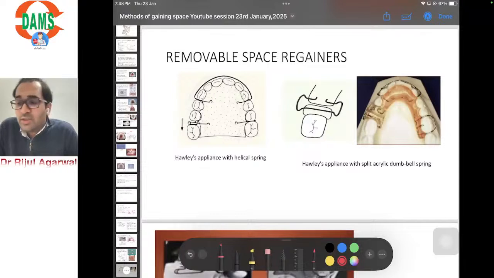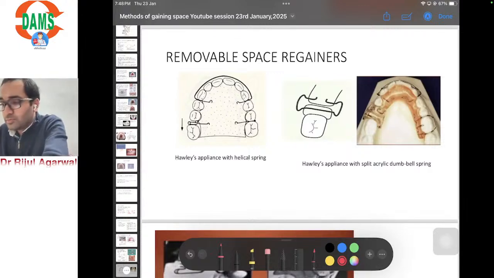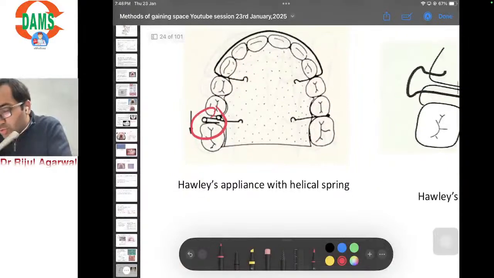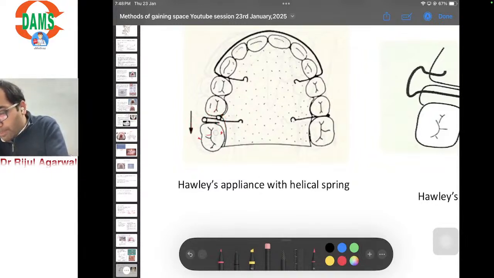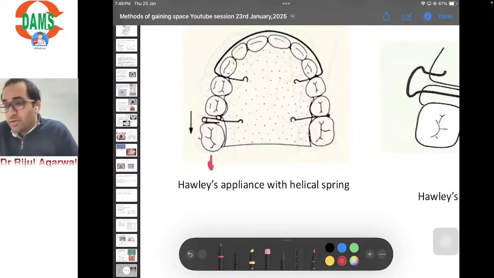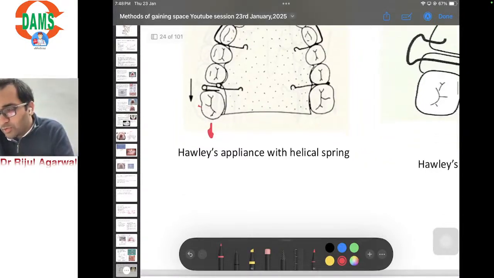Next are the removable space regainers. First is the Hawley's with the helical spring. I'll just zoom in. This is the location of the helical spring. We take out the appliance and open this spring on subsequent appointments, so that the molar is distalized.